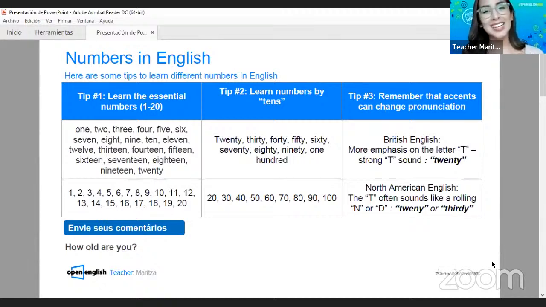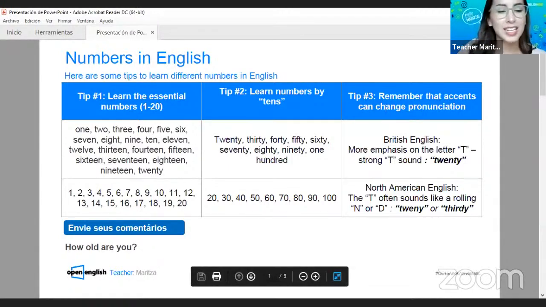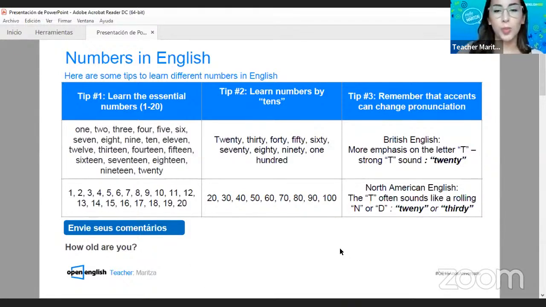The North American accent is a little different. So instead of a T sound, we often omit the T, we take out the T, or the T sounds like a D. So for example, after an N, we usually say 20, 20, 20. I am 20 years old. Or 30. If it has a T in it, we usually say 30, 30. I'm 30 years old. So that's important to remember. Both are correct. However, it does change by accent.